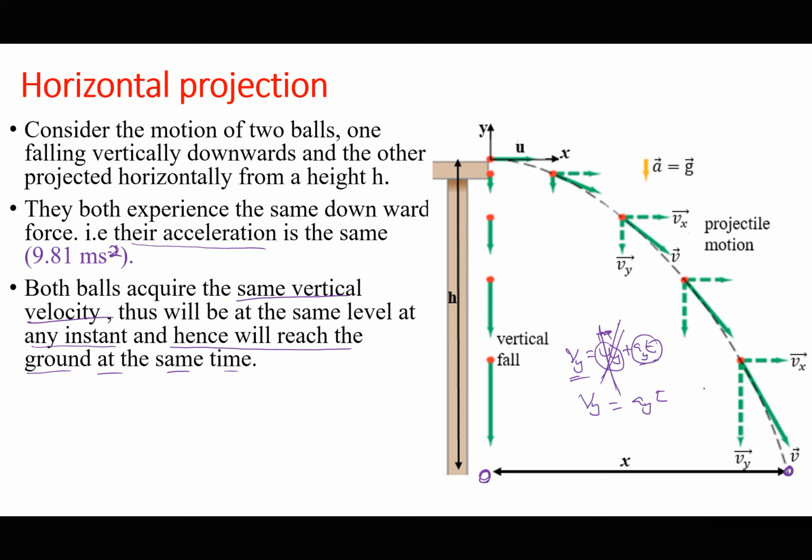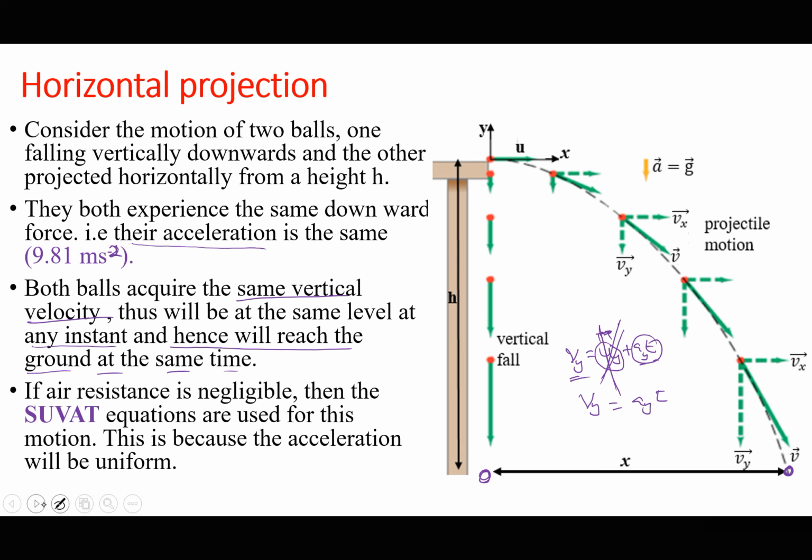So both balls will acquire the same vertical velocity, thus they will be at the same level at any instant and hence will reach the ground at the same time. Okay, so if air resistance is negligible, if you try to ignore air resistance, then do not forget that we can use the equations of motion, the Suvat equations, for that kind of motion, as we shall see in examples.